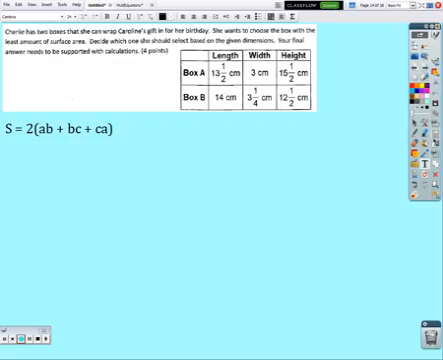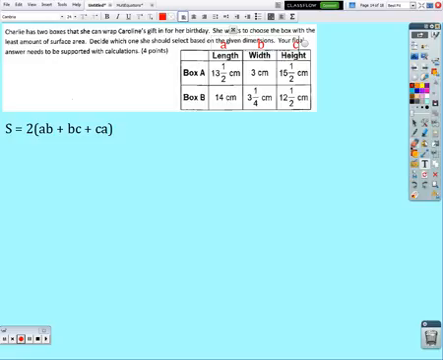Well, all I really need to do, boys and girls, is just go like this. I call each one of these A, B, C. I'm going to change the color so we see. We'll call the length A, we'll call the width B, and we'll call the height C.